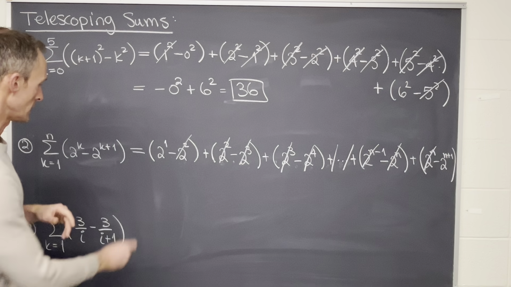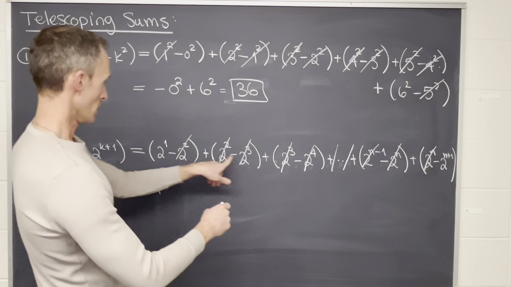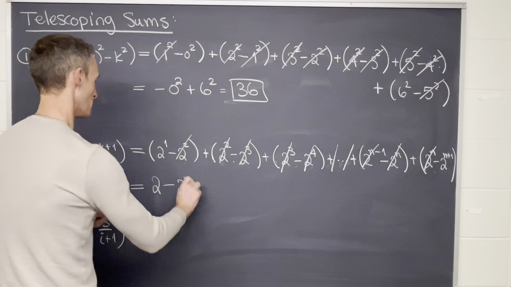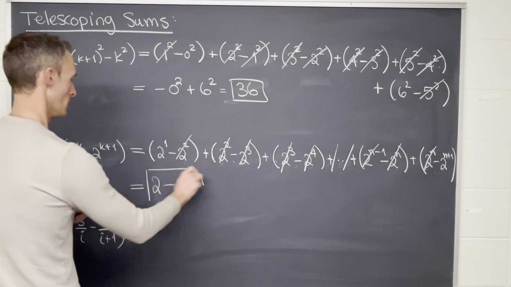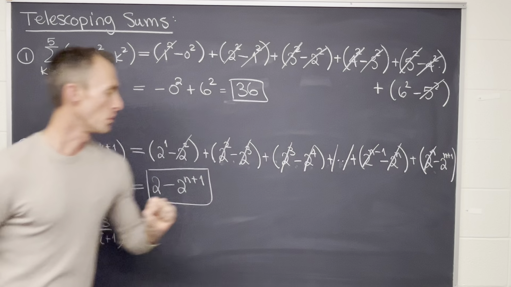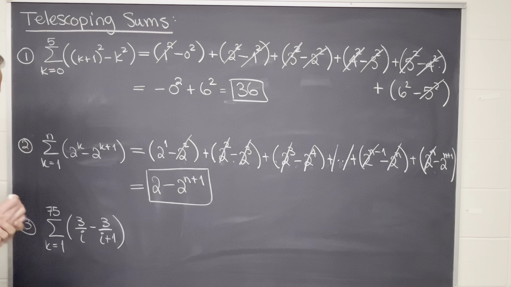So what am I left with at the end of the day? I'm left with 2 to the 1, which is just 2. Gone, gone, gone. Minus 2 to the n plus 1. Okay? So the scary sum, which is all of this, boils down to just these two terms because of the telescoping nature of it, which is pretty cool.